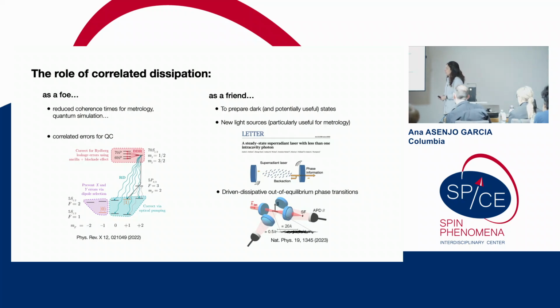In quantum computing, it's perhaps even worse. So if you have correlated decay in quantum computing, this kind of threatens quantum error correction. So quantum error correction just assumes there is some constant error that appears in your quantum computer, and you can correct for it if it's low enough.